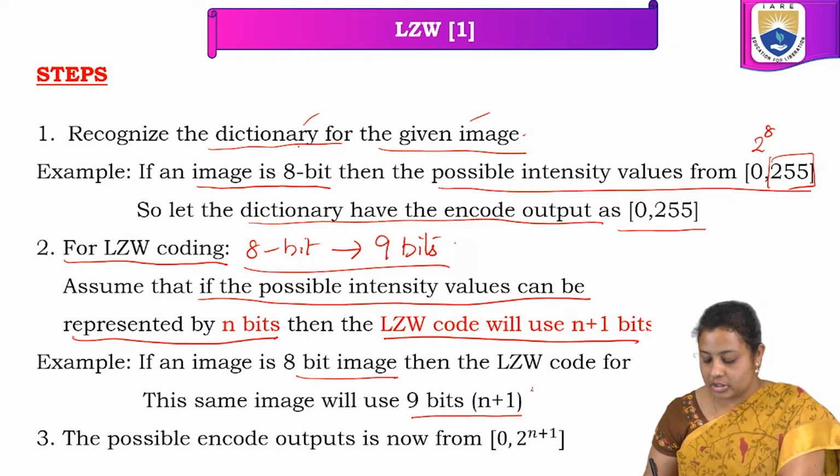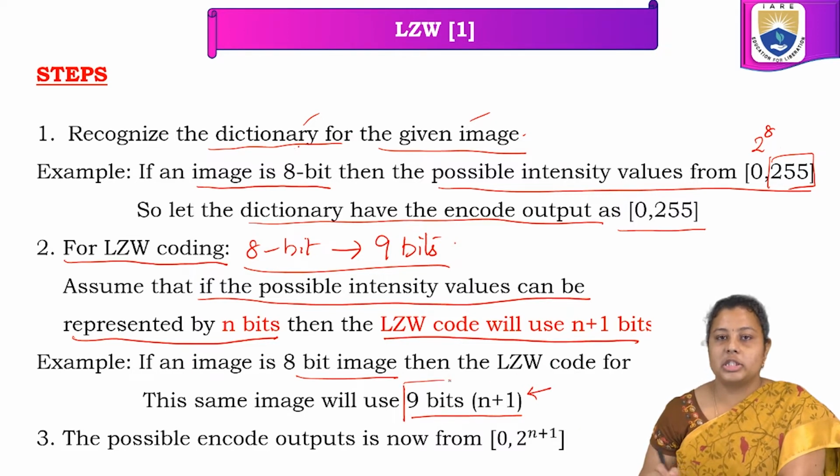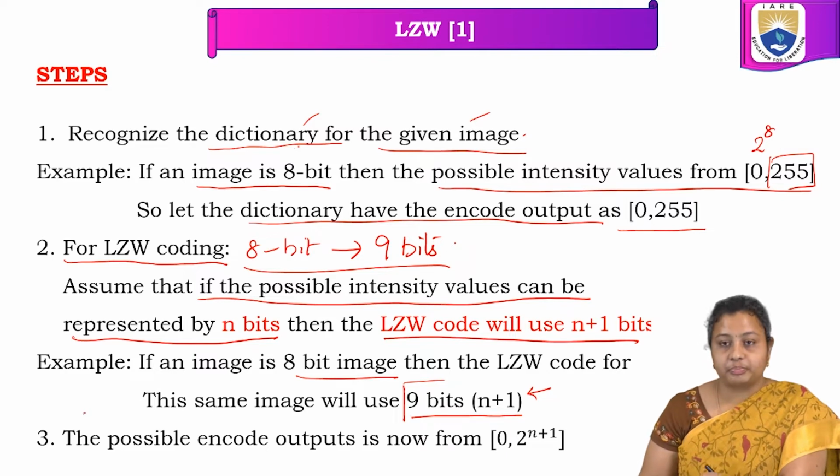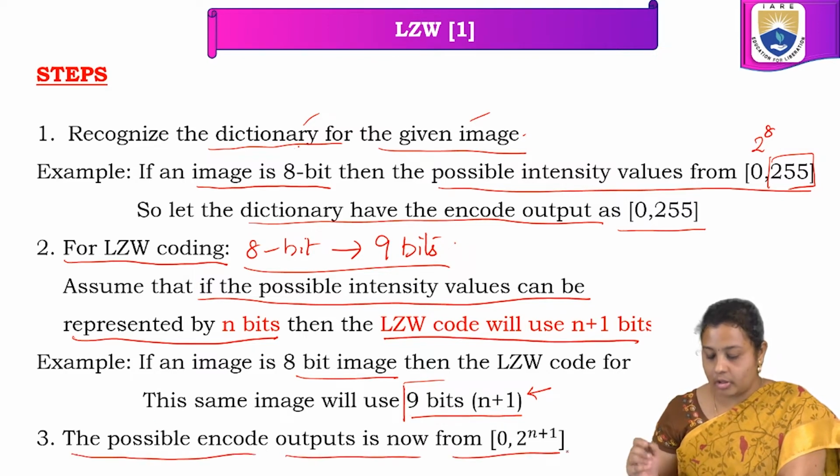So why are we using this? We will see in our example why we are going for 9 bits. Now, the other possible encoded outputs: since we have used n plus 1 bits, the possible number of encoded outputs is 0 to 2 power n plus 1. So if we are using 9 bits, what are the possible values that we can have?